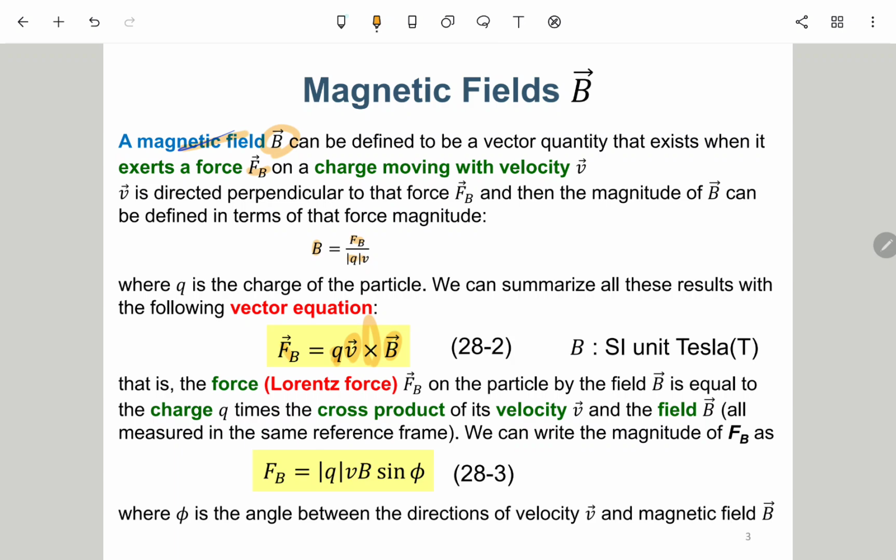And then of course for most of these variables we know this is a force, so the force should have SI unit of Newton. This is charge, so the SI unit should be Coulomb, C. This is velocity, meter per second. So finally, what is the SI unit here? The SI unit for B field is Tesla.